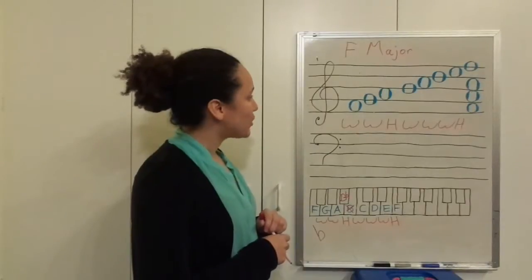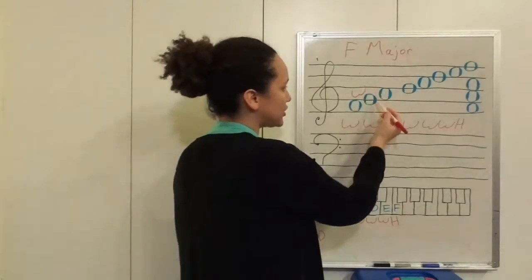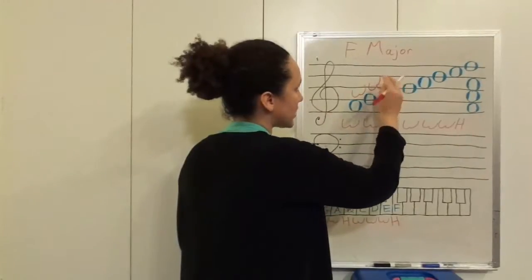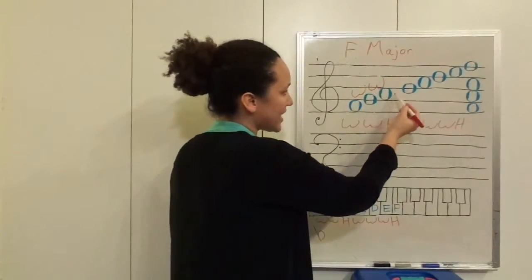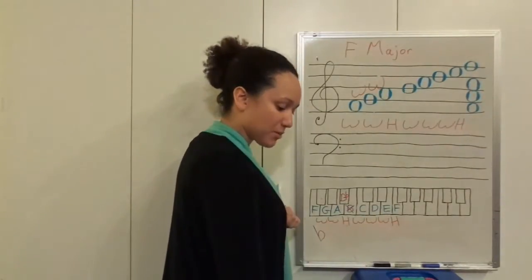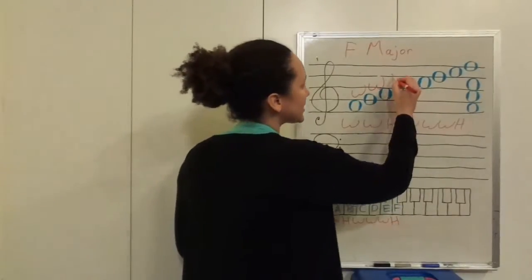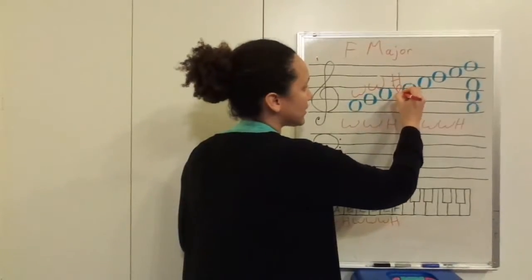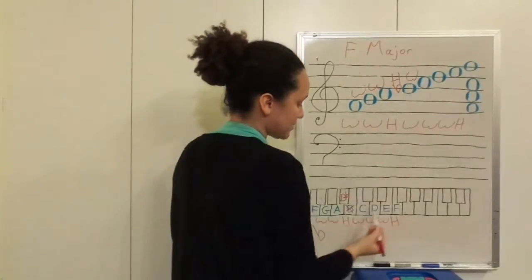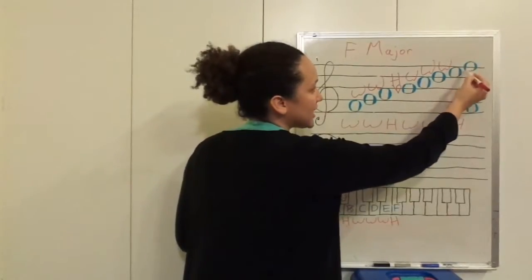Okay, what about the treble clef? There's our F. F to G is a whole step. G to A, another whole step. A to B would be a whole step, but we want a half step. So again, we're going to lower the B. Here's our B. And we're going to lower it to B flat. So that's going to give us a half step. And then B flat to C is now a whole step because we have the B flat in between. Whole step, and finally half step.